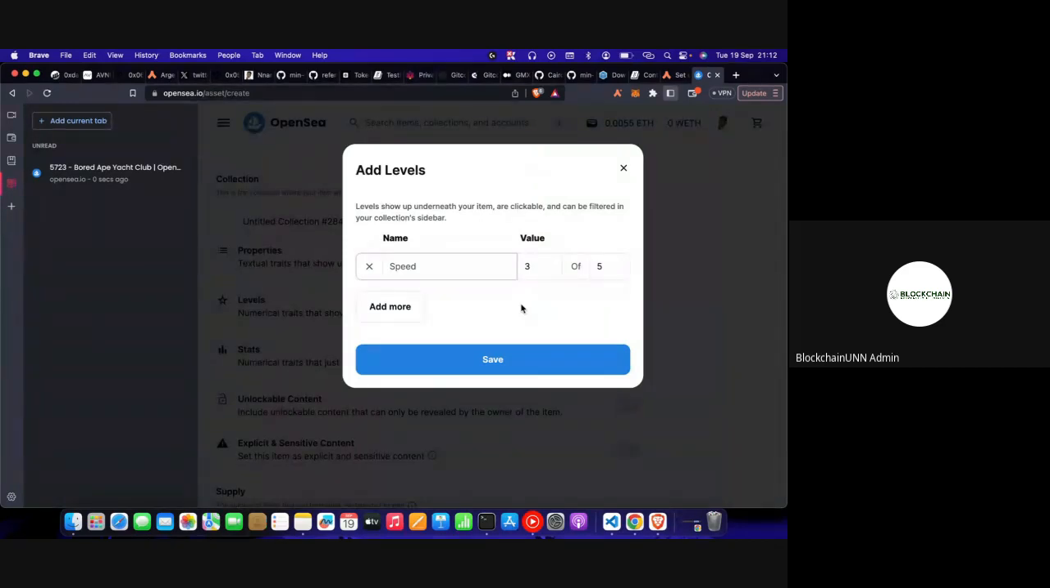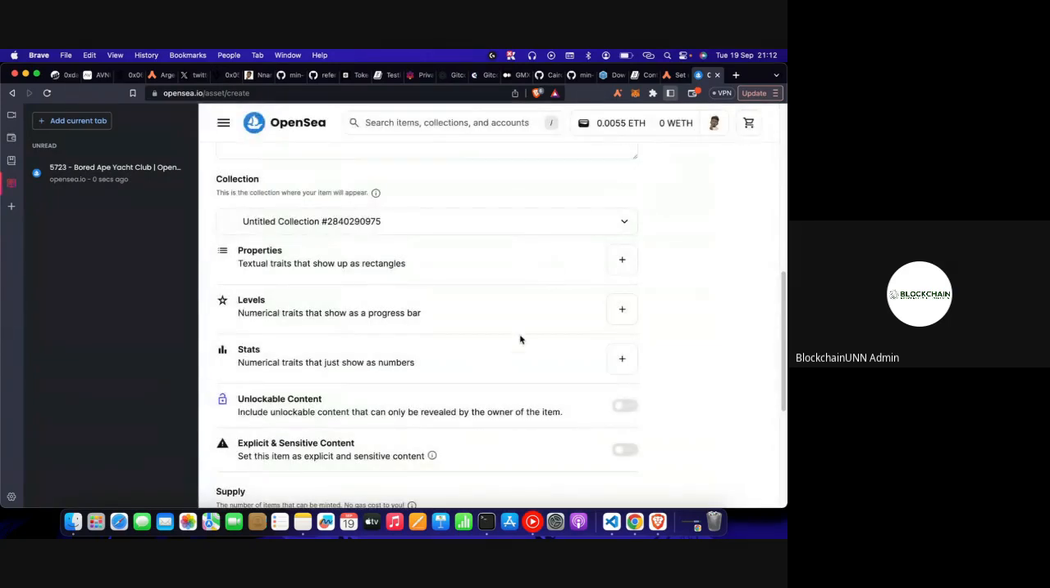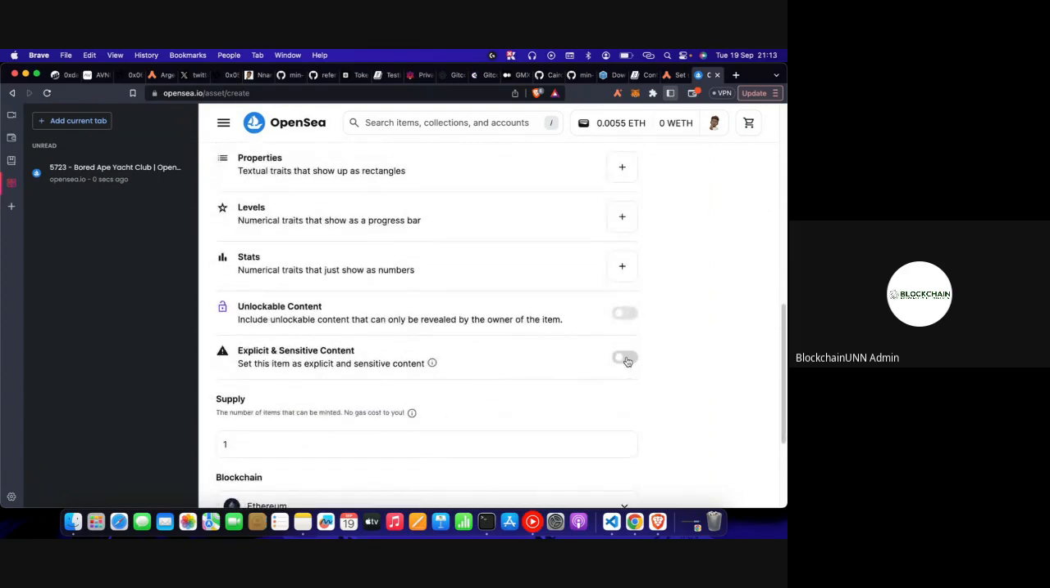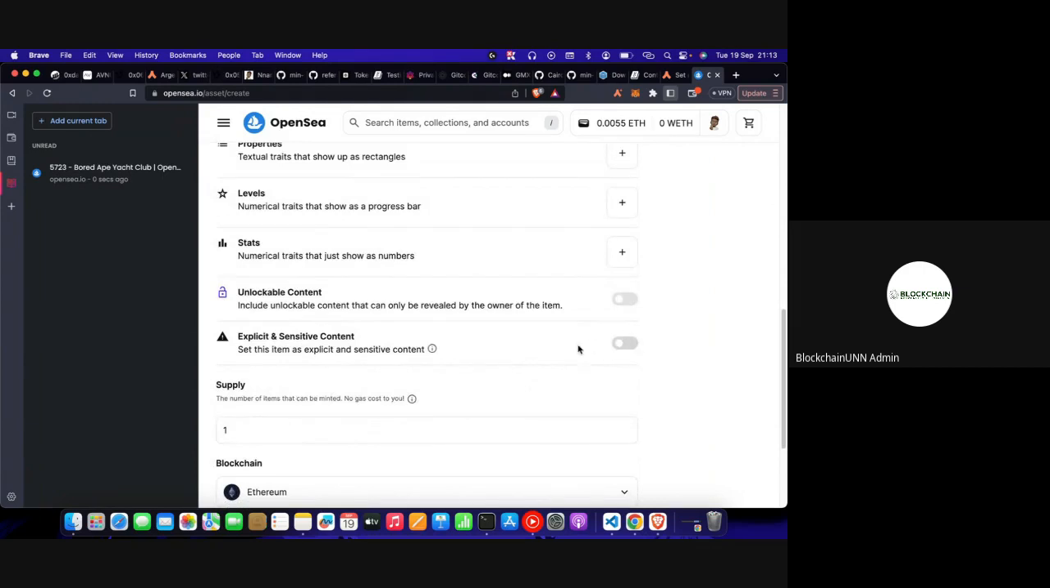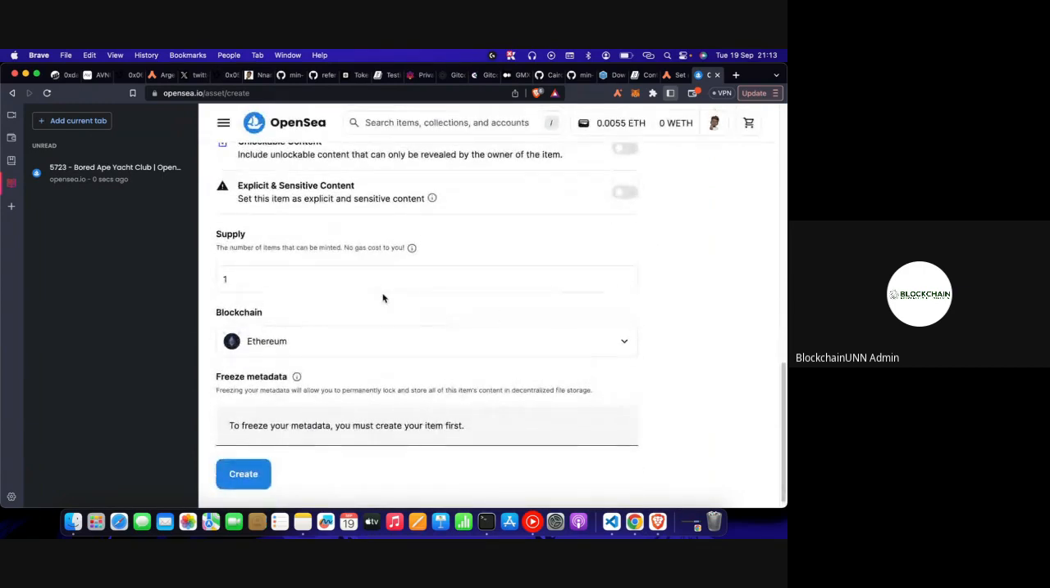He has the speed of this, he has the speed of that. It's faster. You can define a lot of traits and characteristics. You can add stats to numerical traits that are basically just shown as numbers. And if it's sensitive content, like nude content or something, you have to specify it. Right. You create the supply.